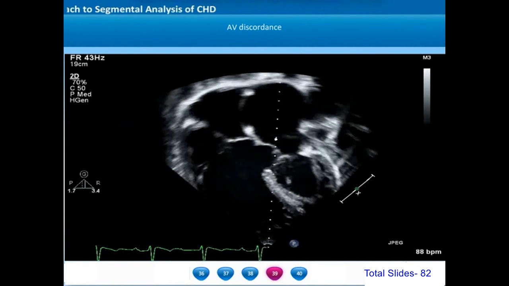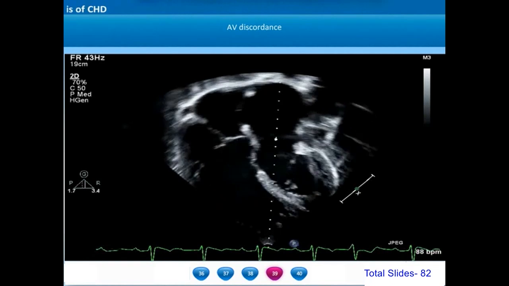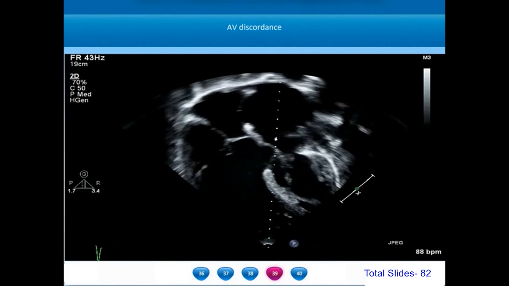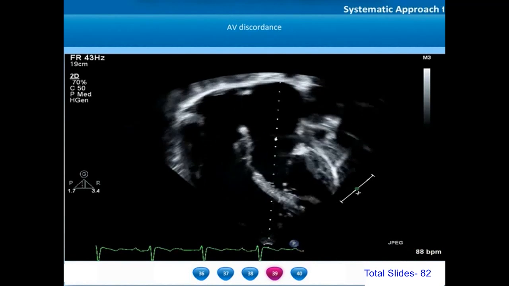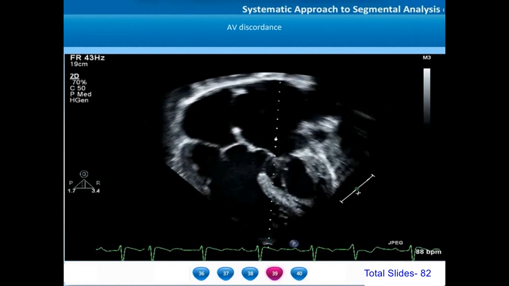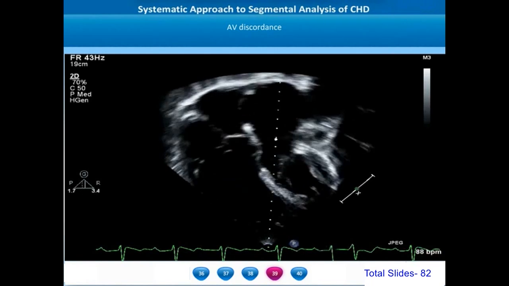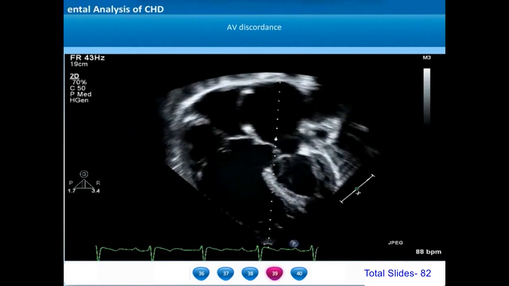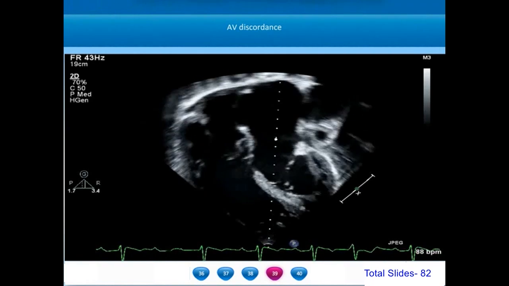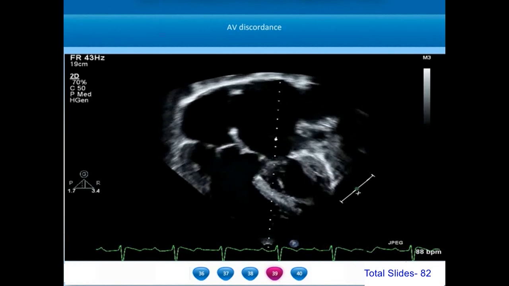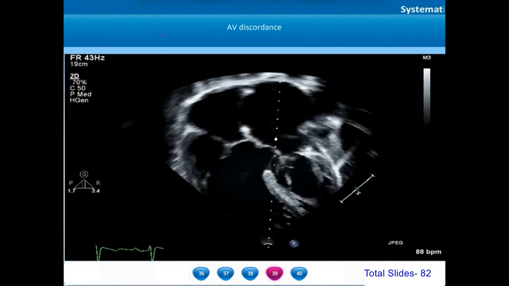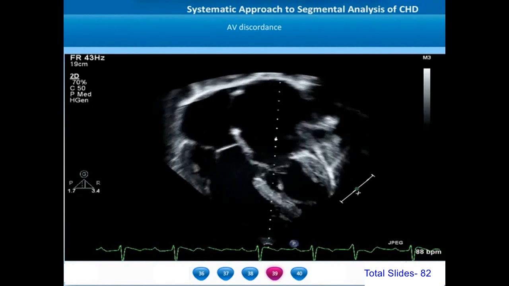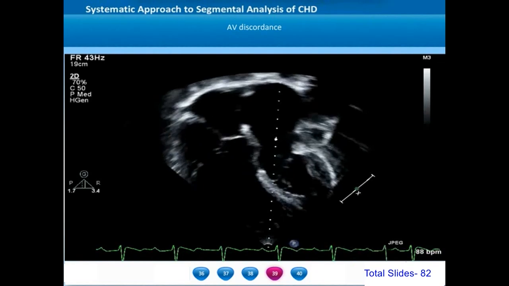In discordant atrioventricular connection, the right atrium is connected to the morphological left ventricle. In this apical view, we can appreciate the valve on the left side of the screen is more basally attached, and the valve on the right side of the screen is more apically attached. Similarly, the ventricle on the left side of the screen has got a smoother surface on the interventricular surface and has more rough trabeculations on the other side.